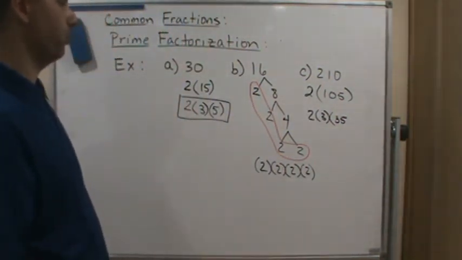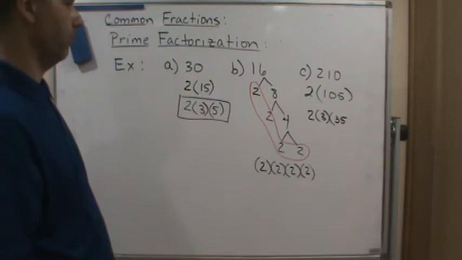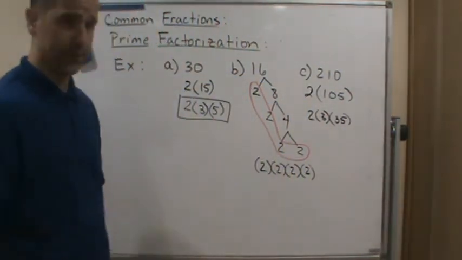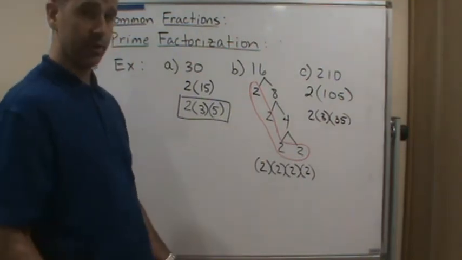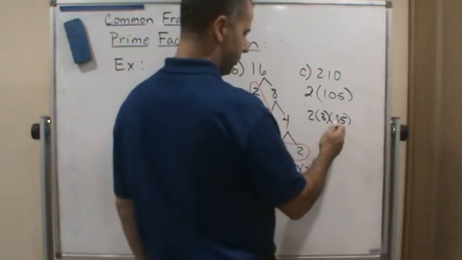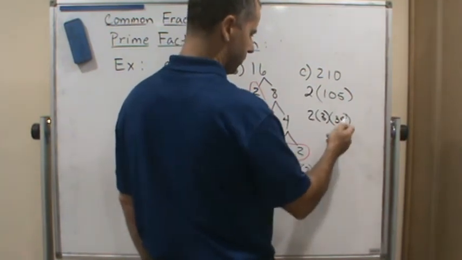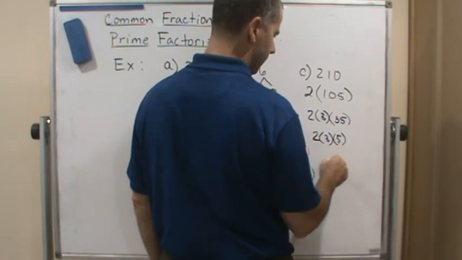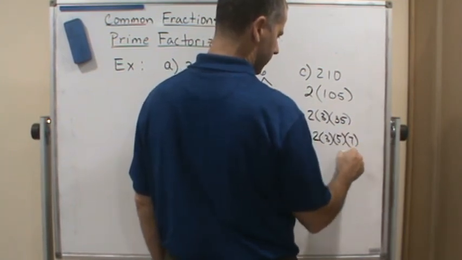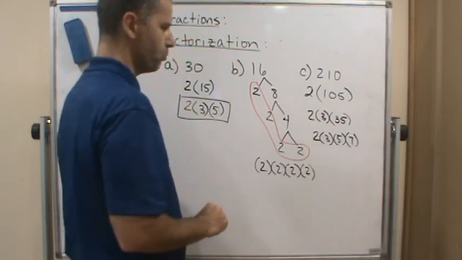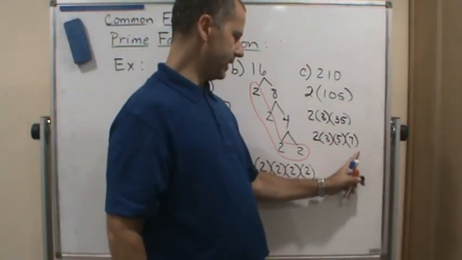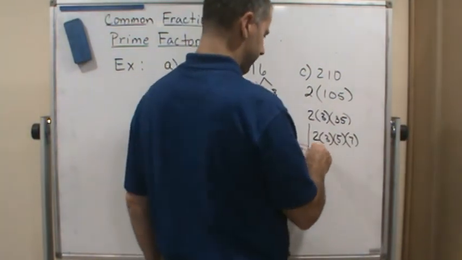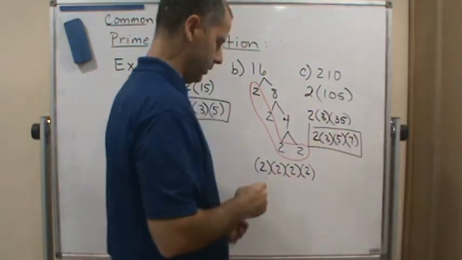Right? And then is 35 divisible by 3? No, it's not. So let's go to 5. Is 35 divisible by 5? Yes, it is. So now we're going to rewrite this as 2 times 3 times 5 times 7, right? 5 times 7 is 35. And then we go to the 7 and we see that, oh, 7 is prime, so we're done. So this is the prime factorization of 210.